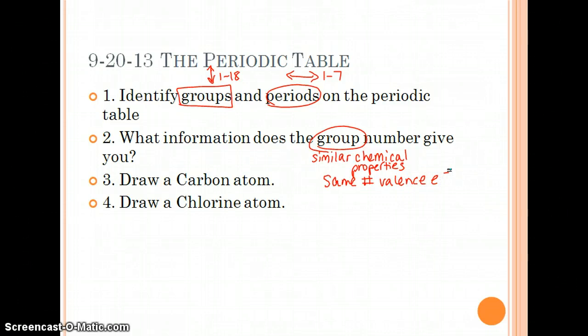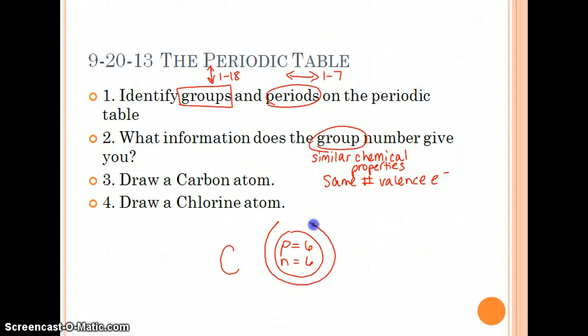A carbon atom. So we're going to practice drawing them. So a carbon atom, we are going to have six protons. Neutrons are also equal to 6. That's in the nucleus. First energy level, 2 electrons. Second energy level, 4 electrons. That's our example of the drawing of the carbon atom.